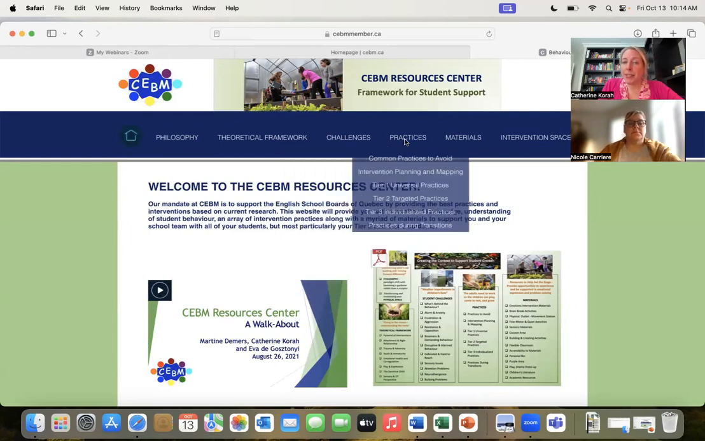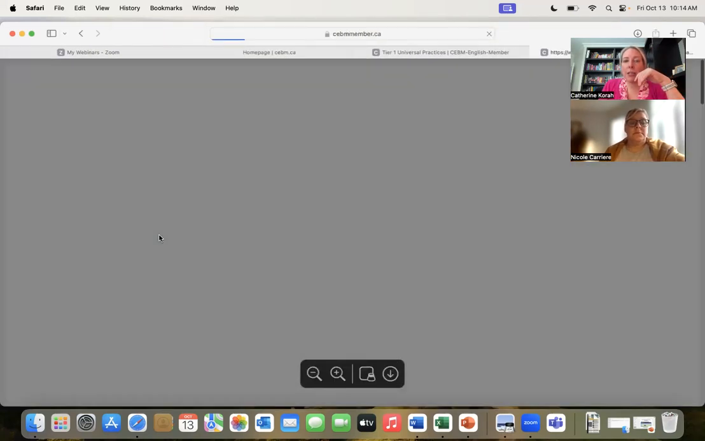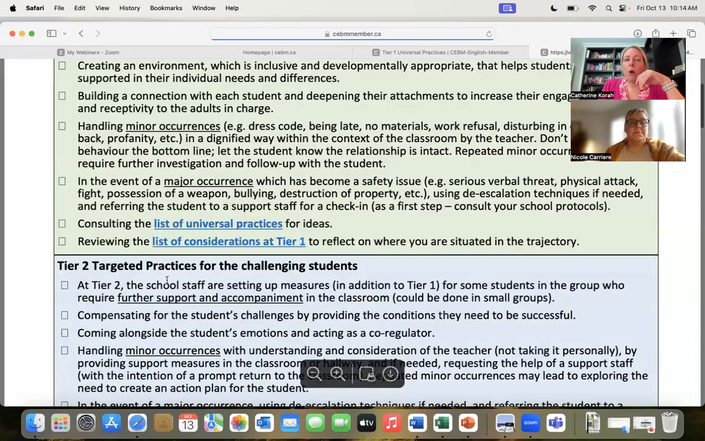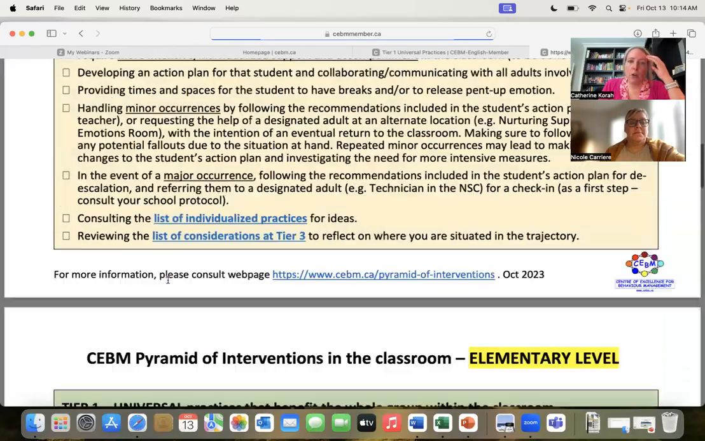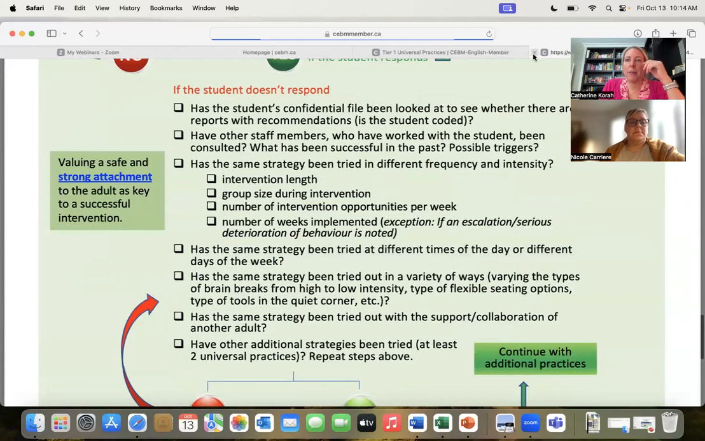In terms of the practices, you've got the tier 1, tier 2, tier 3. And so there's examples. I'll just open one to give you an example. So you've got the pyramid of intervention for K4, K5, for elementary and high school. And then you've got, if you open the document, oh, sorry, I should have opened the elementary one. When you open the document, you've got all of the different tiers there. You walk them through, and then we also have considerations to think about.